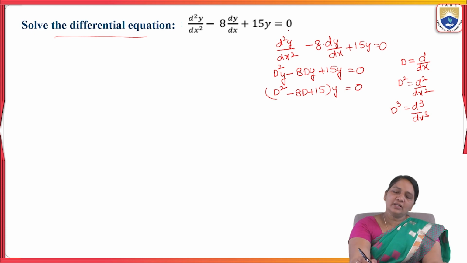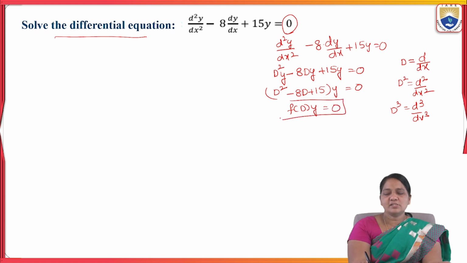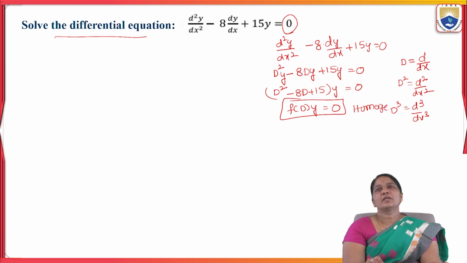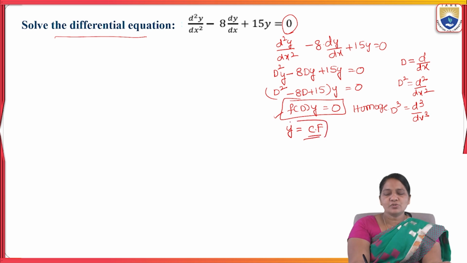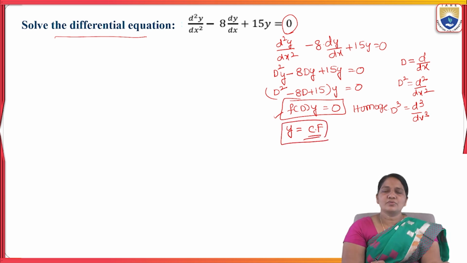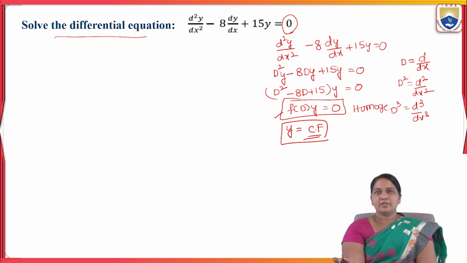Here we are having equal to 0, that is nothing but f of D into y equal to 0. This is a homogeneous equation form. So for the homogeneous equation, what is the complete solution or general solution? That is y equal to only the complementary function. The complementary function is the general solution of the homogeneous equation. So for this equation, finding the complementary function is enough.